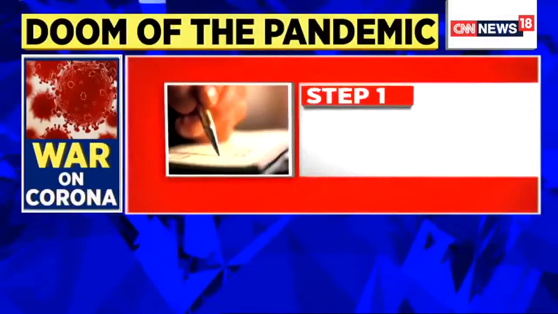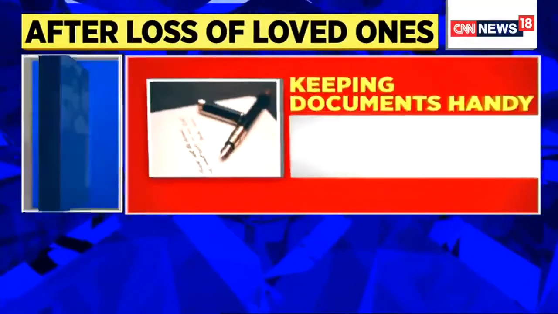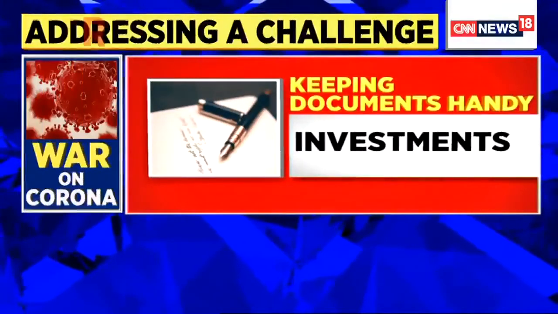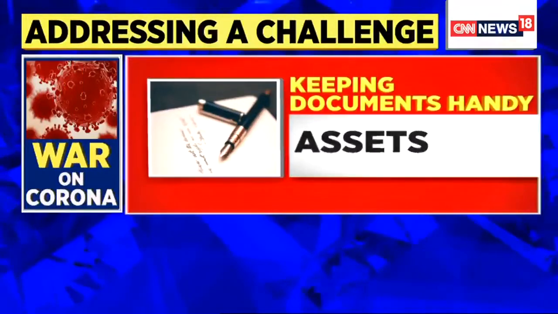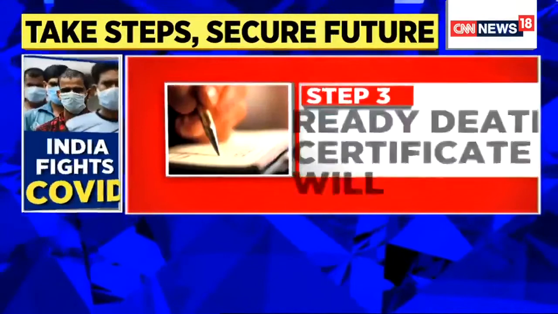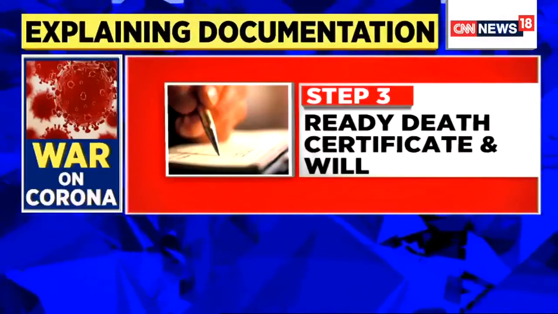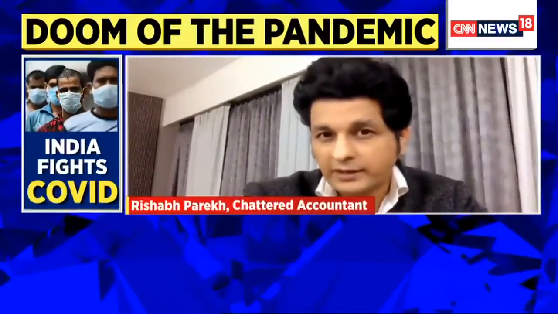Steps, the first of which is to collate all possible documents. Once that's done, you need to divide it into investments, assets, insurance, and liabilities. The family also needs to have the death certificate of the deceased handy along with the will. Death certificate is the most important document before you approach any financial institution.